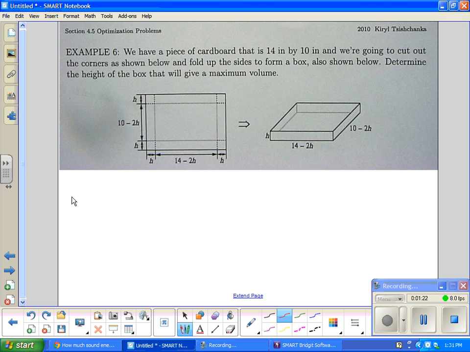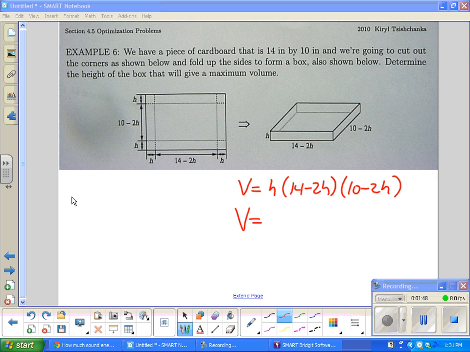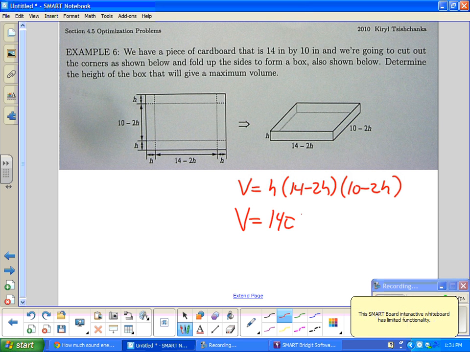And I see here, I can write the volume equation immediately. Volume equals h times (14 minus 2h) times (10 minus 2h). And it's a great equation because it's all one variable. So if we multiply our binomials here and then distribute the h, we can simplify this volume equation. And again, just pause me and work ahead if you want to try to solve this.